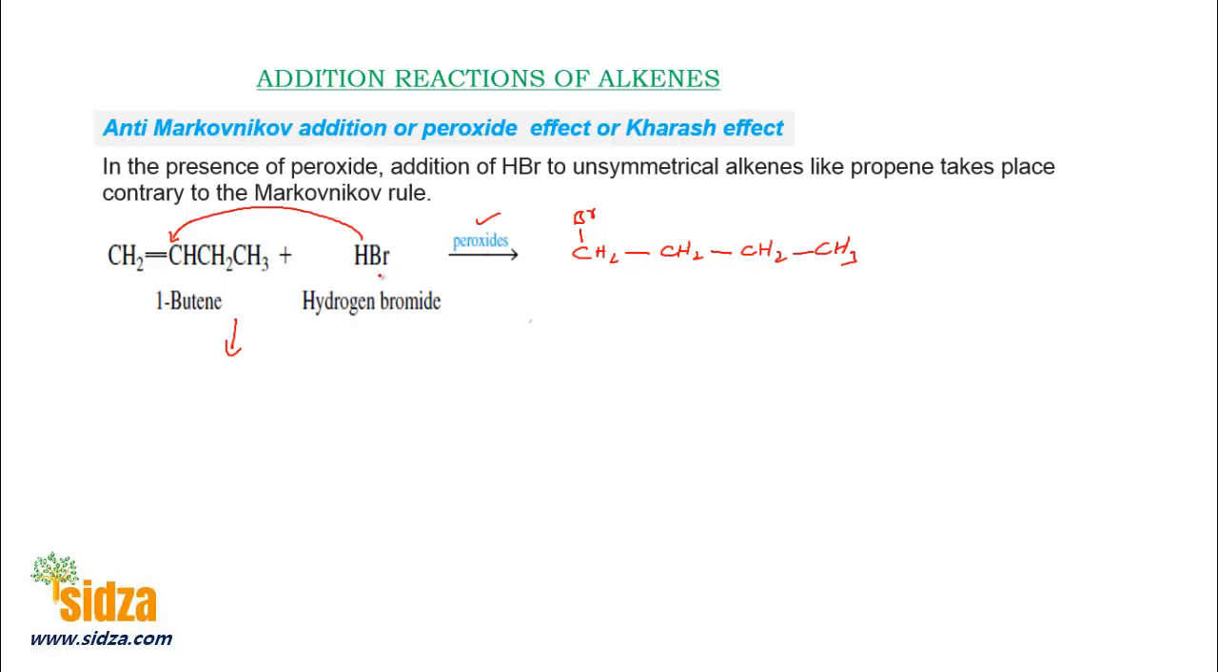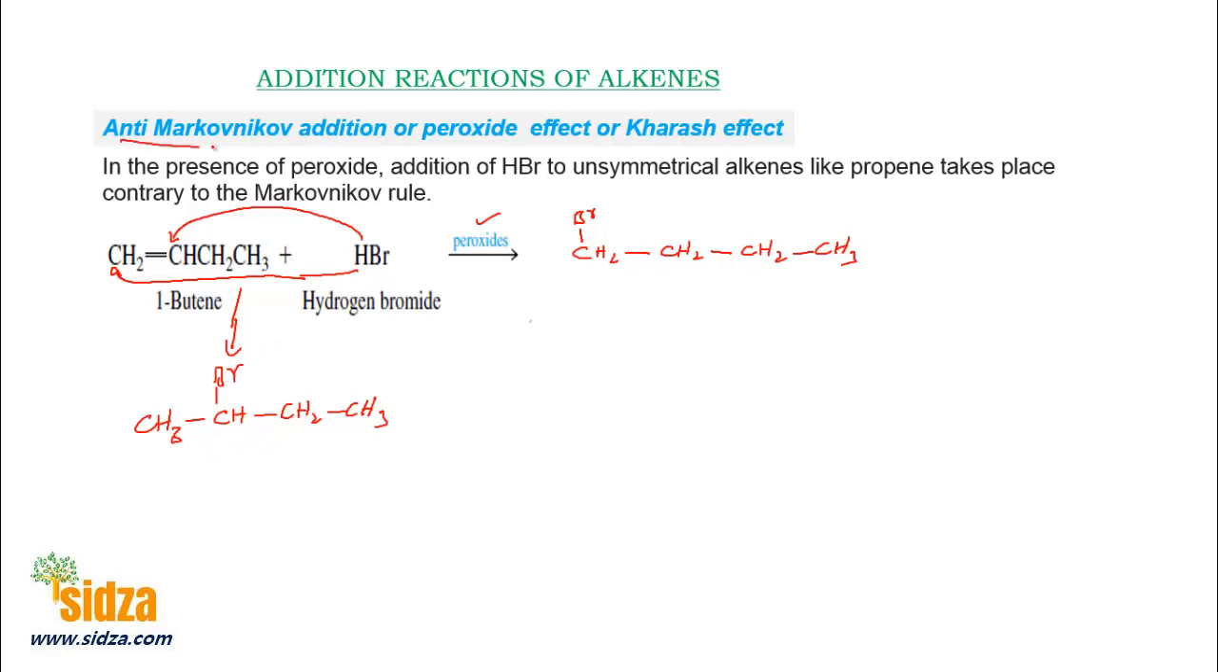And if you add the same reagent in absence of peroxide, suppose we don't use the peroxide, what will happen? Hydrogen will be added to the carbon which has more hydrogens. So hydrogen will go here, and therefore the product will be: the CH2 changes into CH3, then a single bond, CH with the bromine here, and then you have CH2 and CH3. Now this is 2-bromobutane. This is the Markovnikov addition, correct?